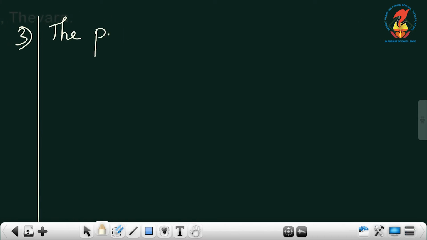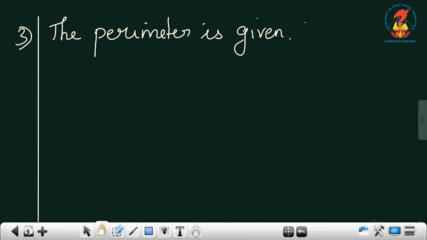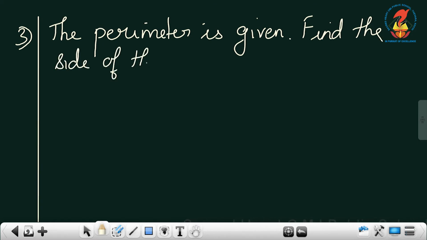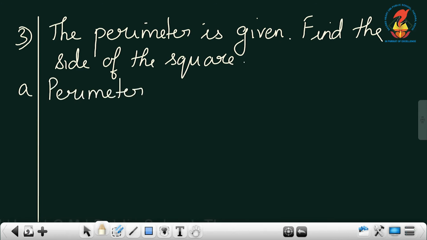The perimeter is given. Perimeter is given. You have to find the side. Find the side of the square. Perimeter is given to you. You have to find the side of the square, children. So, first one, perimeter of the square is given. Perimeter is equal to 28 centimeter.